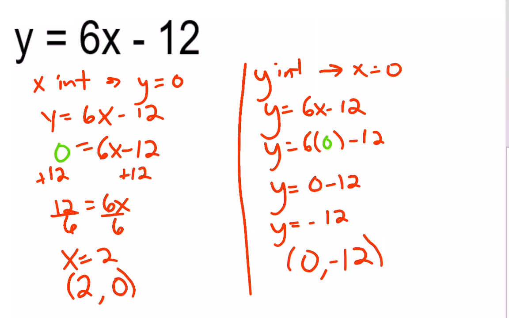So what were our three different things for x and y intercepts? We look to see where it crosses the graph, we look for 0 if it's in a table, and we substitute or plug in 0 if it's an equation.